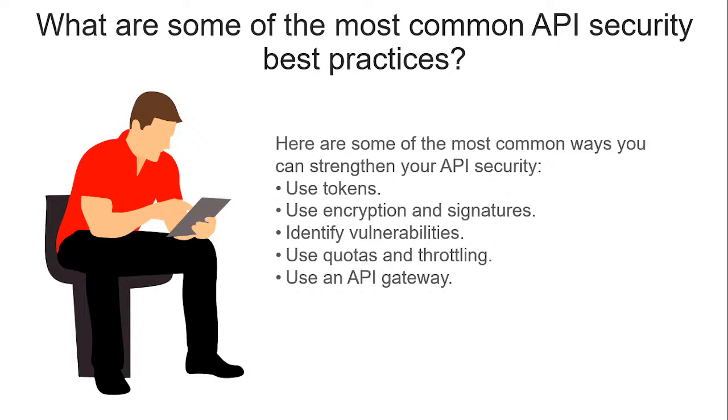First, tokens. Establish trusted identities and then control access to service and resource by using token assigned to those identities. Use encryption and signatures. Encrypt your data using a method like TLS. Require signature to ensure that right user are decrypting and modifying your data and no one else.